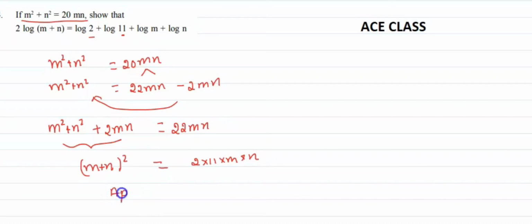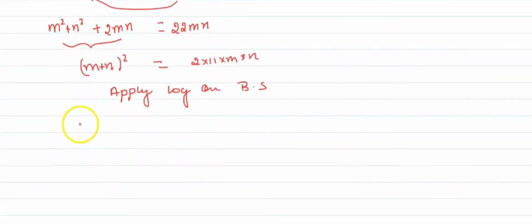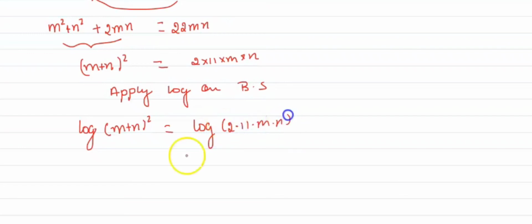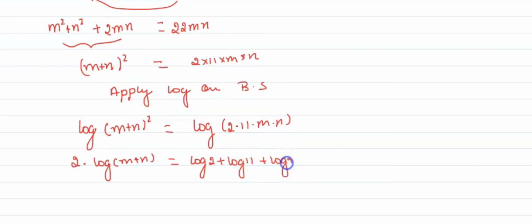Now I'll apply log on both sides. Okay, apply log on both sides. So when you apply log on both sides, log of (m plus n) whole square will be equal to log of 2 times 11 times m times n. So this you can write as 2 times log of (m plus n) will be equal to log 2 plus log 11 plus log m plus log n. So you have got your answer. So that is hence proved.